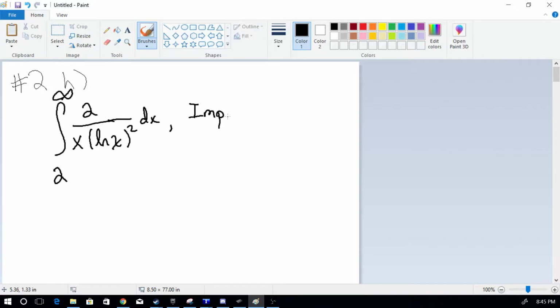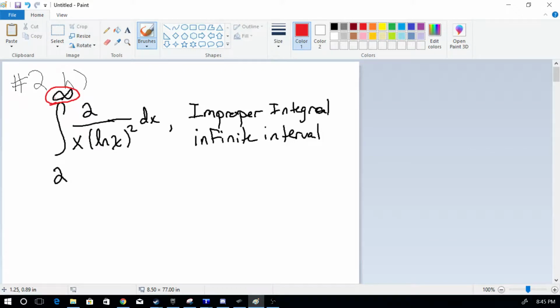It's important to just categorize the problem. So this is an improper integral. It's an improper integral because it has an infinite interval. Alright, a dead giveaway that we have an improper integral: there's going to be an infinity. Another thing to look for, we also want to look for any discontinuities.